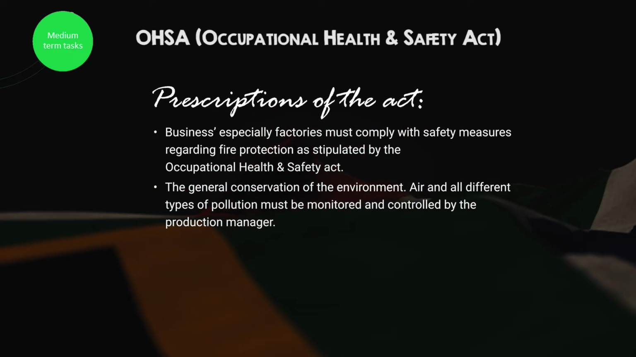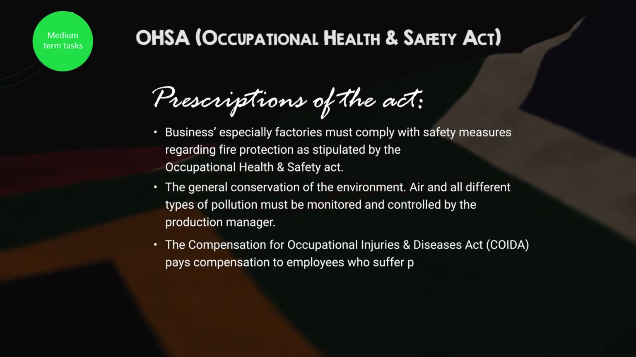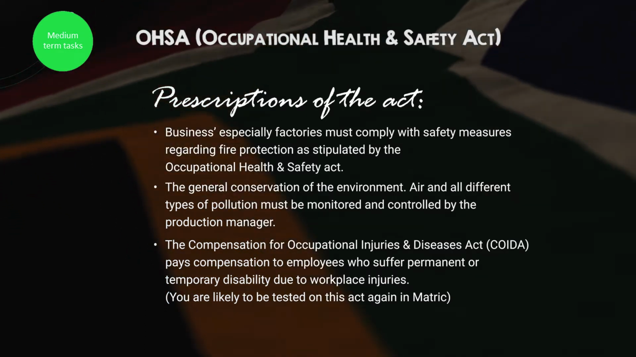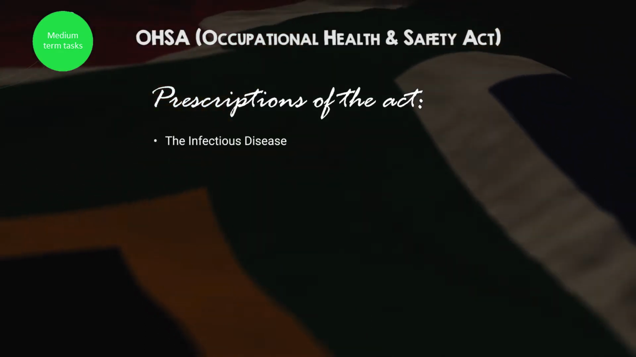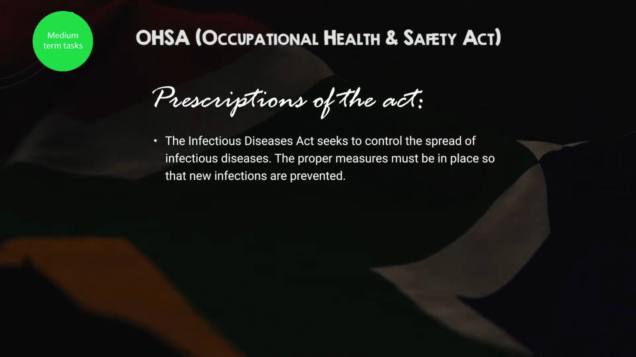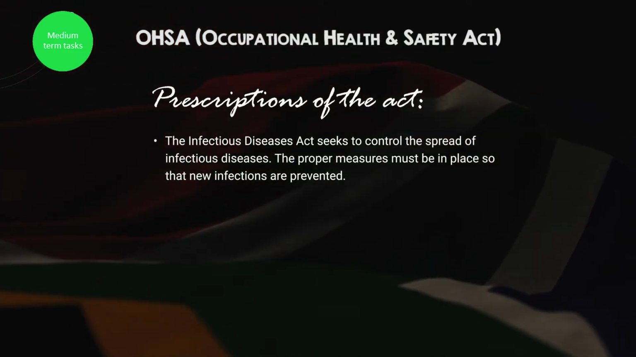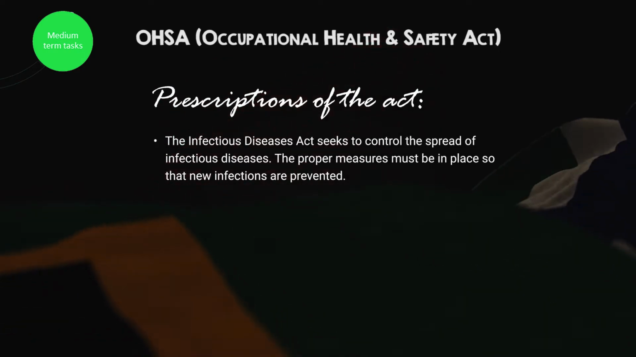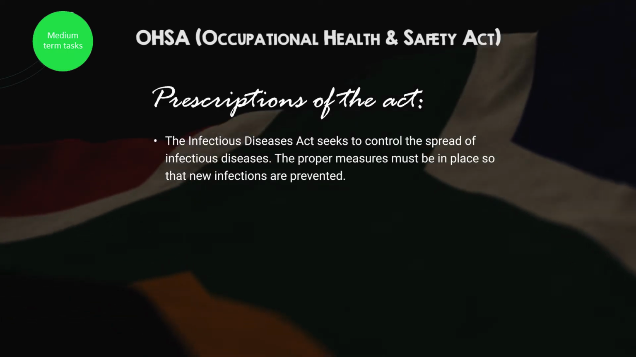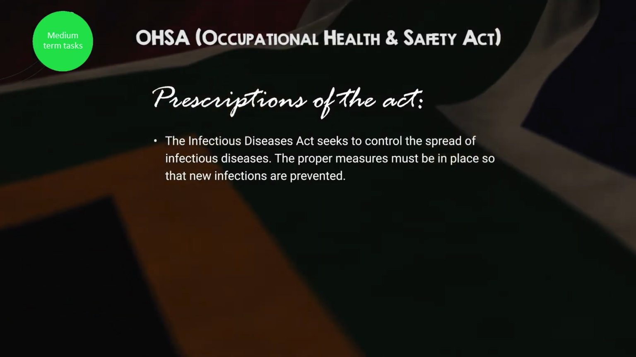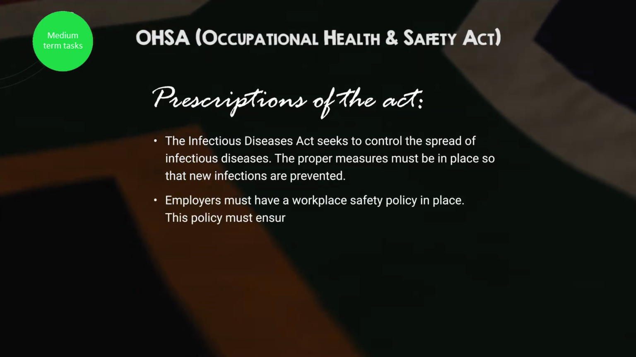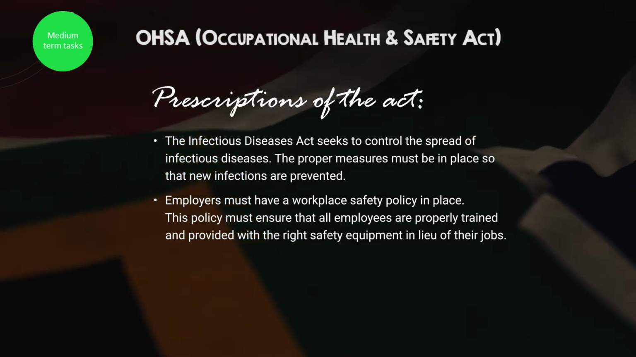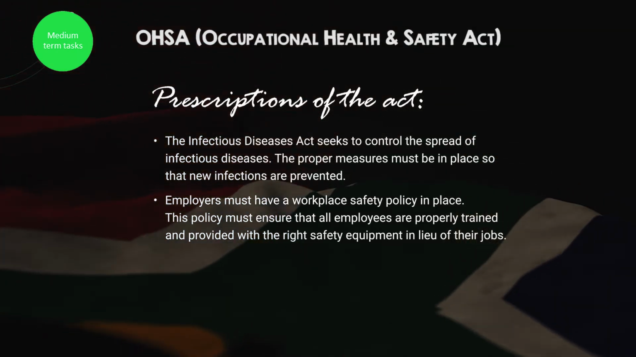The Compensation for Occupational Injuries and Diseases Act pays compensation to employees who suffer permanent or temporary disability due to workplace injuries. The Infectious Diseases Act seeks to control the spread of infectious diseases such as HIV or AIDS, tuberculosis, and malaria. An employer has a responsibility to see that adequate measures are in place to prevent new infections. You see, accidents impact on production. A safe working environment leads to greater productivity and lowers business costs.